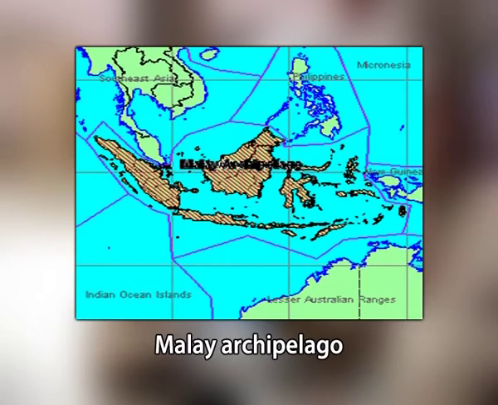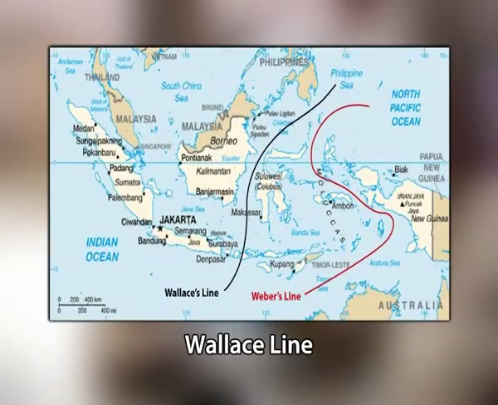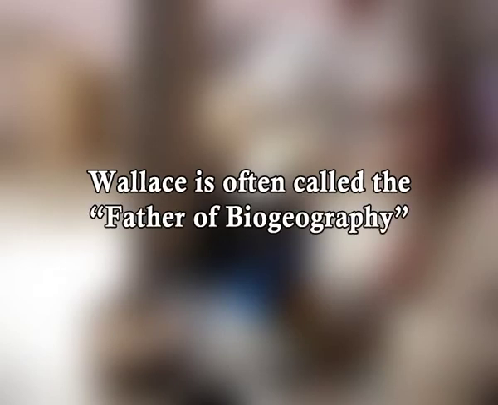He first extensively studied the Amazon River and then the Malay archipelago, the islands located between the mainland of Southeast Asia and Australia. During his time there, he examined the flora and fauna and came up with the Wallace Line, a line between the Oriental and the Australian faunal region. Those closer to Asia were said to be more related to Asian animals, whereas those close to Australia were more related to the Australian animals. Because of this extensive early research, Wallace is often called the father of biogeography.